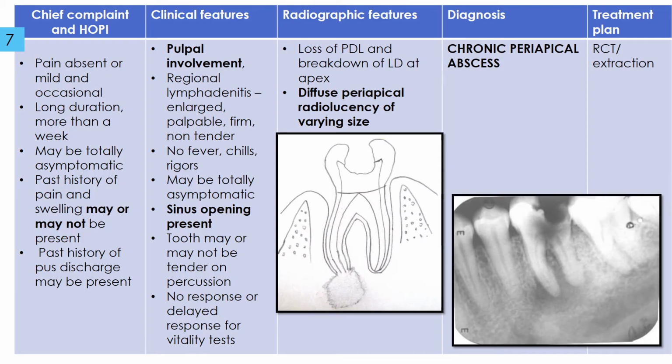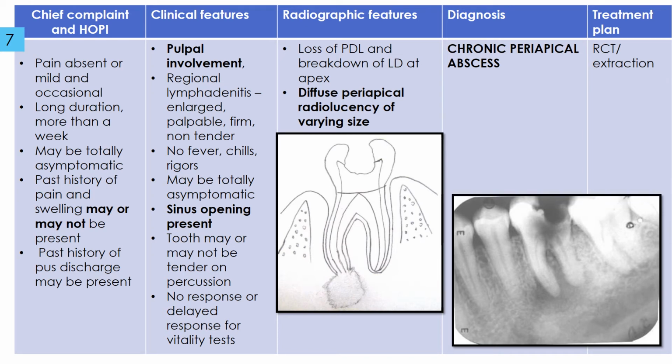Moving on, when the pain is absent or mild, and there is a history of abscess, we would generally call it a chronic periapical abscess. This is a long-duration situation, which is generally more than a week. The patient could be totally asymptomatic, and a past history of swelling may be there. In some cases, the patient may not have realized that there was a swelling, or there could have been symptoms and the patient could have ignored it. There could be a past history of discharge as well.